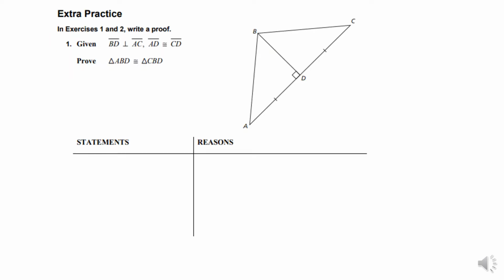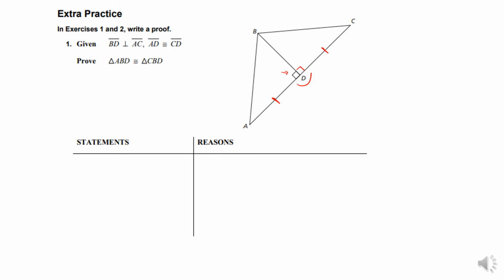All right. So now we're going to do another proof. So look at this one. We've been given BD is perpendicular to AC. So there's our 90-degree angle there. That tells us that this is also a 90-degree angle because these are a linear pair. Okay, they form a line. Then AD is congruent to CD.